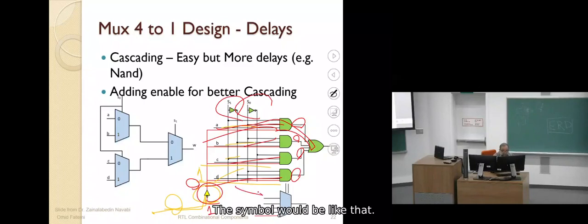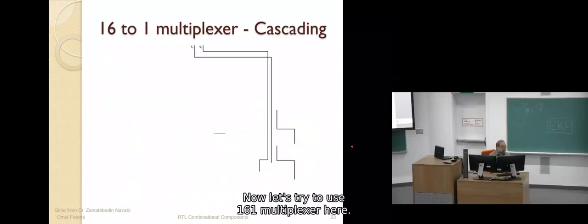The symbol would be like that. You see, now our multiplexer has an enable input, and we have a circle at the input of the beginning of the gate. It means that it is active low. If we don't have this circle, it means that it is active high. But here we built an active low, so we have put this circle. Okay. Now let's try to use a 16-to-1 multiplexer.